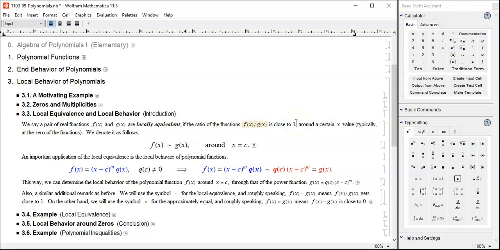If the ratio is equal to 1, f over g is equal to 1, then f and g are the same. Close to 1, so they're not the same, but they must be similar. And that's what this locally equivalent is all about.